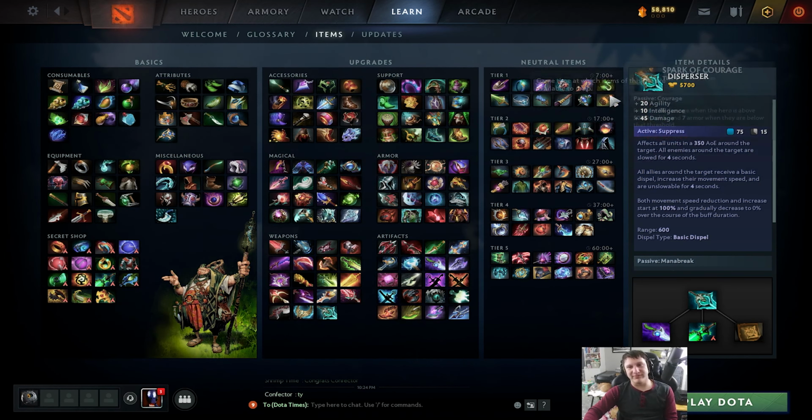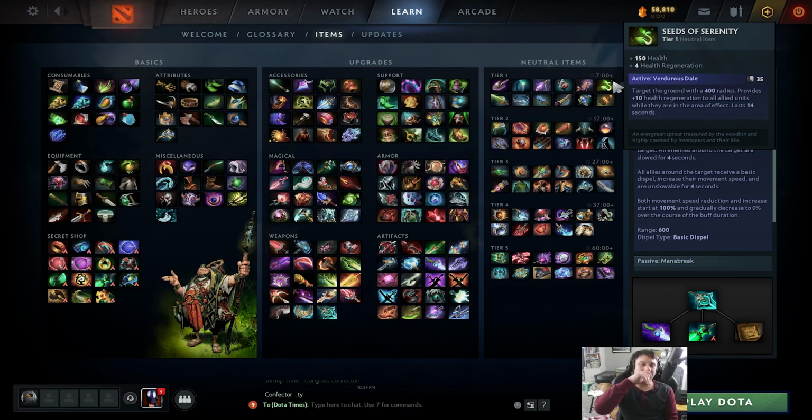That's all I'm saying. Seasons of Serenity. If I'm an initiator, I'm in the fights a lot, and I'm a strength-based hero, this is a decent item, increases my health. And then I can throw this down in the middle of a fight, and now my teammates are all being healed for an additional 10 regen every second in the middle of a fight, 10 extra health. Not bad.